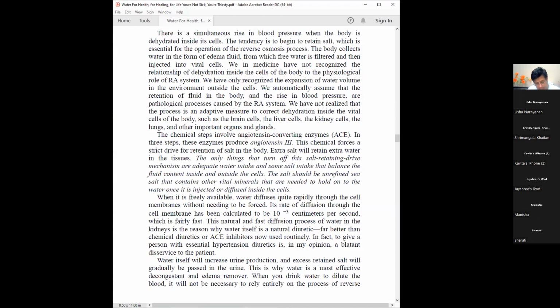There is a simultaneous rise in blood pressure when the body is dehydrated inside its cells. The tendency is to begin to retain salt, which is essential for the operation of the reverse osmosis process. The body collects water in the form of edema fluid, from which free water is filtered and then injected into vital cells. So this is one of the major causes of water retention, right? Because when there's inadequate water in the body system, the body wants to retain the water and it has to store it somewhere. So that's why the bloating or the water retention starts.